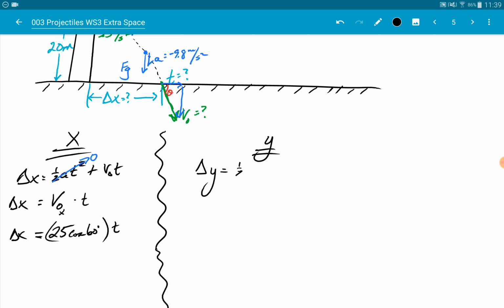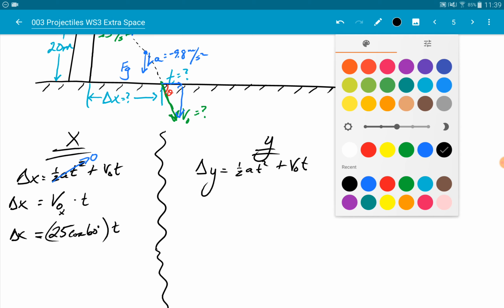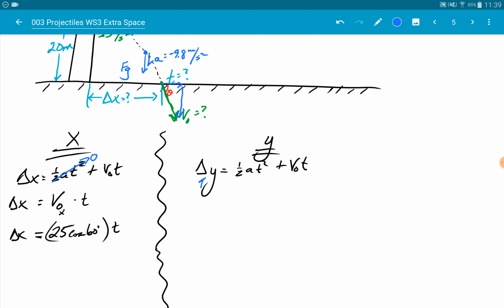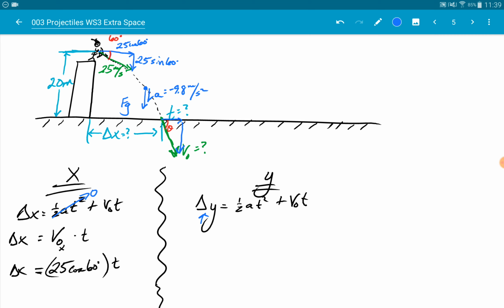Here, delta y is 1/2 a t squared plus v naught t, and I ask myself, hey, do I know any of these things? Well, kind of. Delta y, well, I know that the height starts at 20 meters and it ends at 0, and 0 minus 20 gives me negative 20. Okay, cool. So that is negative 20 is my delta y, so I know that one. That's nice. My acceleration is negative 9.8.